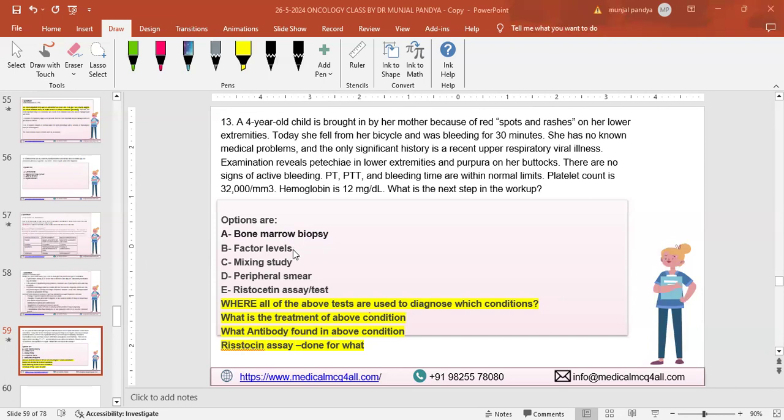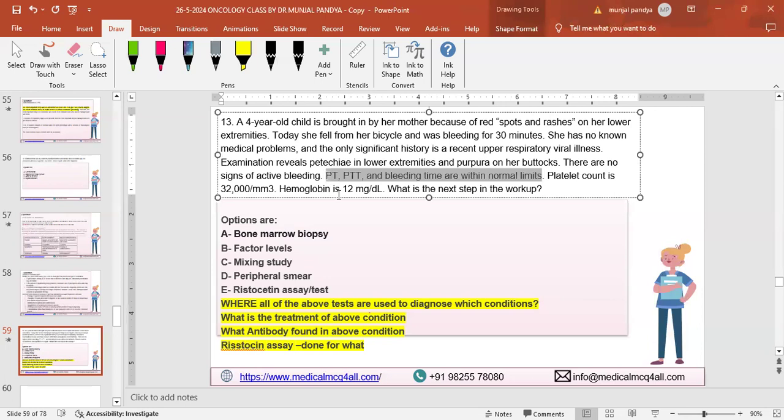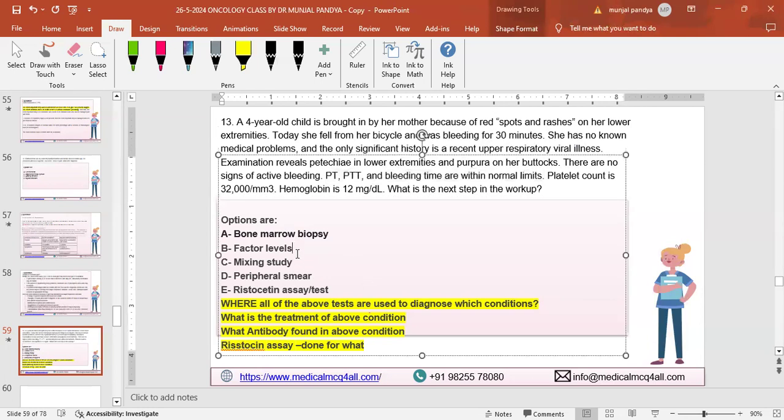Factor level is done when you suspect a clotting problem, which is reflected by high PT and APTT. Here they are normal, within normal limits, as mentioned, so no need to do factor level. Mixing study is done only when PT or APTT is high, which is not the case here.